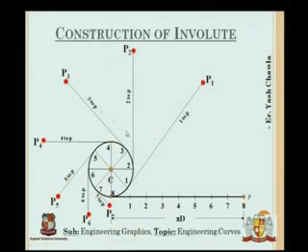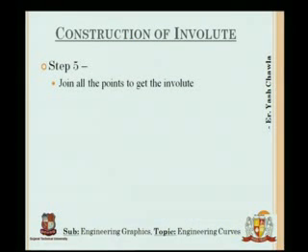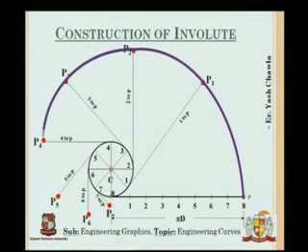So all these lines will come this way, and finally you will have these points. You have P, P1, P2, P3, P4, P5, P6, P7 and P8 as I have on my screen. The next thing I'll do is join them by a smooth curve to get an involute. Now this is a single convolution of the involute.